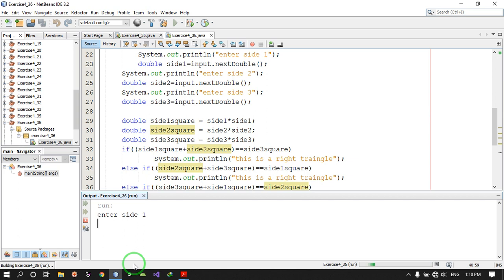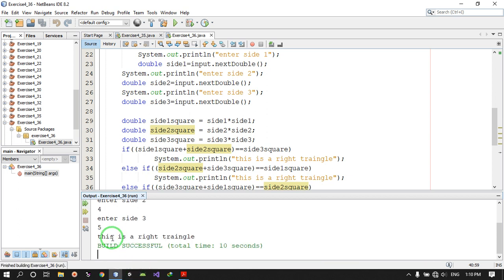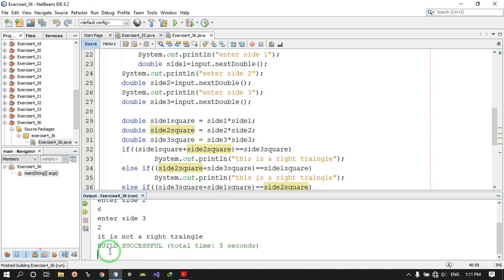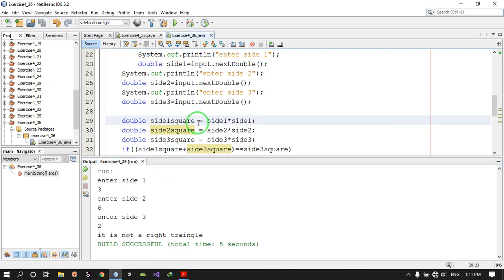Now for example, if side 1 is 3, side 2 is 4, then side 3 is 5, it is a right triangle. Now let's run it again and give a wrong input: 3, 6, 2. This is not a right triangle. So the exercise is solved.